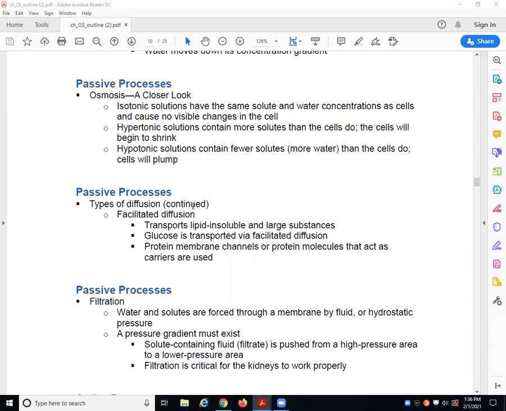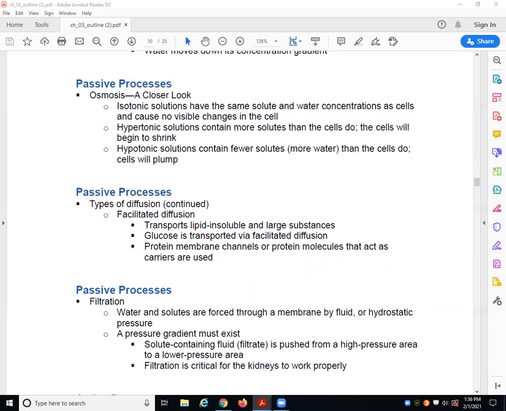Then we have what we call isotonic, hypertonic, and hypotonic solutions. Iso means same. So the solution is going to have the same solute-in-water concentration as the cell does. What's outside the cell is the same concentration as inside the cell. So you don't see any visible changes because the concentrations are equal.